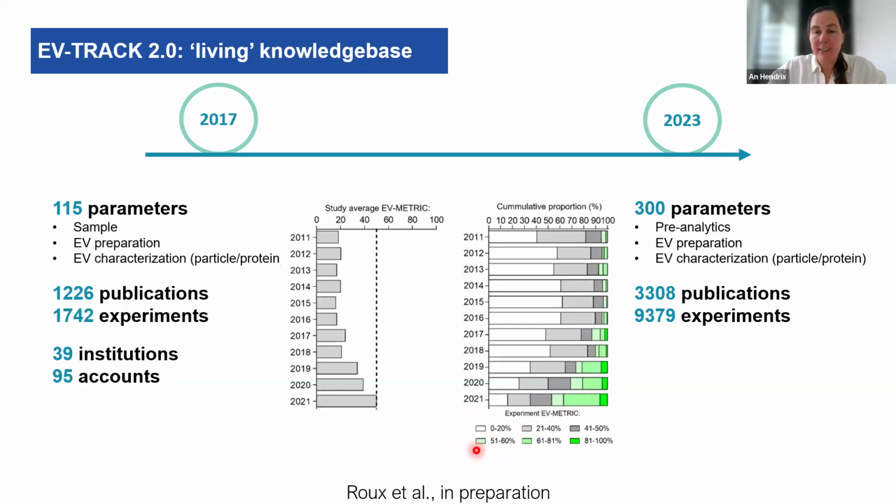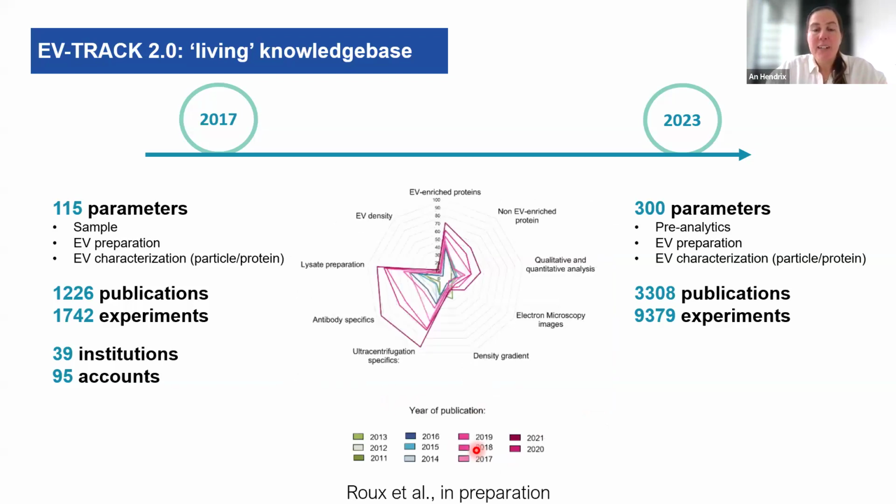So it means that by providing these tools and these guidelines, the level of transparency is gradually increasing in the EV research field. If we then take a look at the overall EV metric, we do observe a very well increased improvement in reporting, for example, lysate preparation specifics, antibody specifics, and ultracentrifugation specifics. It's almost 90% for most of these.